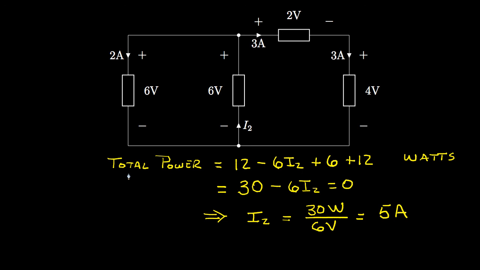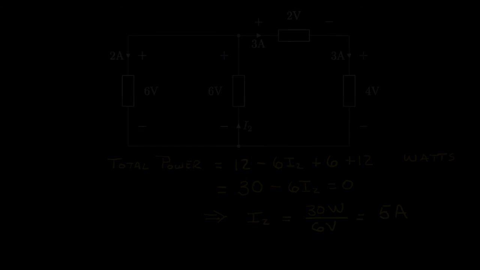So by using the conservation of power, writing down our expression for the power, setting that equal to 0, we can find this one unknown current. Now if I2 was specified and any one other voltage or current wasn't specified, we'd be able to find that one too by using this constraint on the total power being equal to 0.